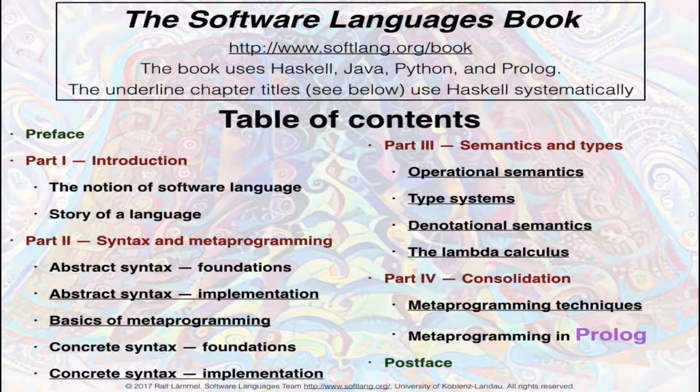There's a part 1, it's an introduction. Part 2 develops the foundations and implementation aspects of abstract and concrete syntax, and it dives into basics of metaprogramming. In part 3, it's more about programming language theory, so there's operational and denotational semantics, as well as type systems, and also some coverage of the lambda calculus. And part 4 sort of gets deeper into metaprogramming by showing some more advanced metaprogramming techniques.